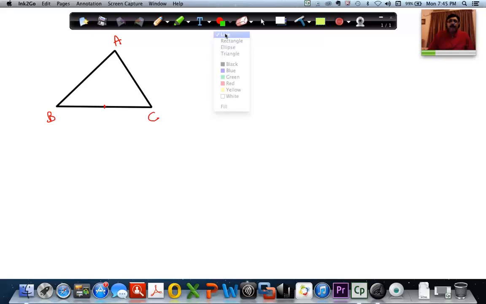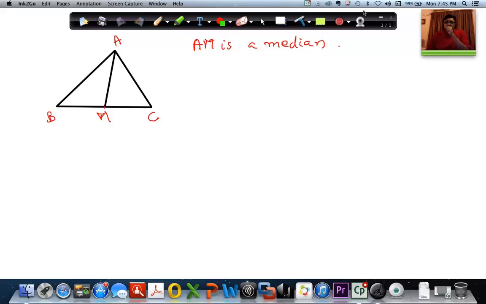All right. Now let us look at another problem. Let me just draw a triangle. Now I have A, B, C. And you know what AM is? AM is a median. I know some of you will already know what a median is, but I would still want to define what a median is.